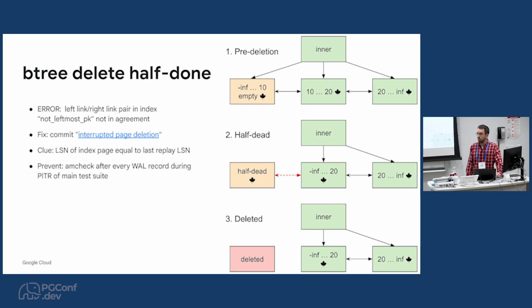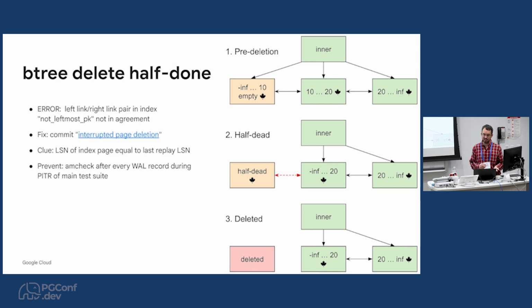Here's a fairly different one, more page level corruption within an index. Whenever you delete an empty page of a btree index, this is vacuum doing that, it's a 2-step process. There's a separate WAL record per step. The first step unlinks a page from its parent, and the second step unlinks it from its left and right siblings as relevant.